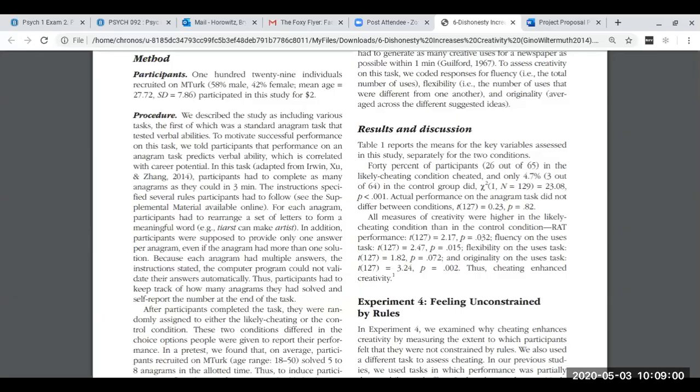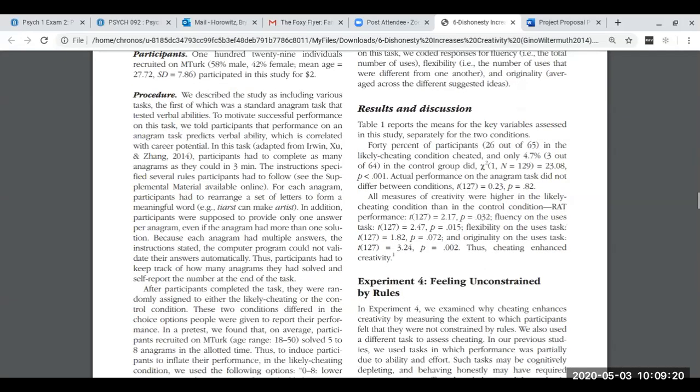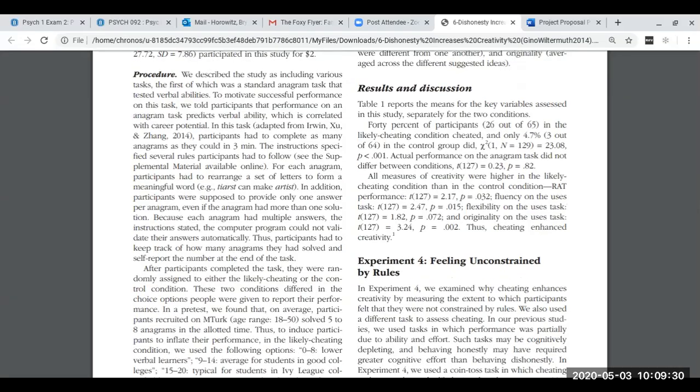After participants completed the task, they were randomly assigned to either the likely cheating or control condition. These 2 conditions differed in the choice options people were given to report their performance. In a pretest, we found that on average, participants recruited on MTurk solved 5 to 8 anagrams in the allotted time. Thus, to induce participants to inflate their performance, in the likely cheating condition, we used the following options. 0 to 8, lower verbal learners. 9 to 14, average for students in good colleges.